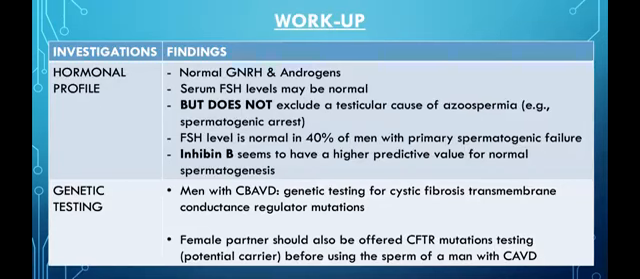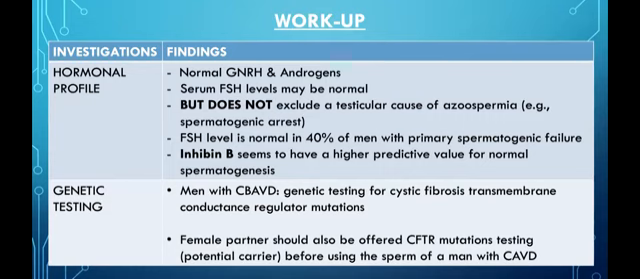So further workup in patients with azoospermia, we'll be looking at patients' hormonal profiles. In these patients, they should have normal gonadotropin releasing hormone as well as androgens. Serum FSH can be normal and does not exclude a testicular cause of azoospermia, because in about 40% of men with primary spermatogenic failure, the FSH levels are actually normal.